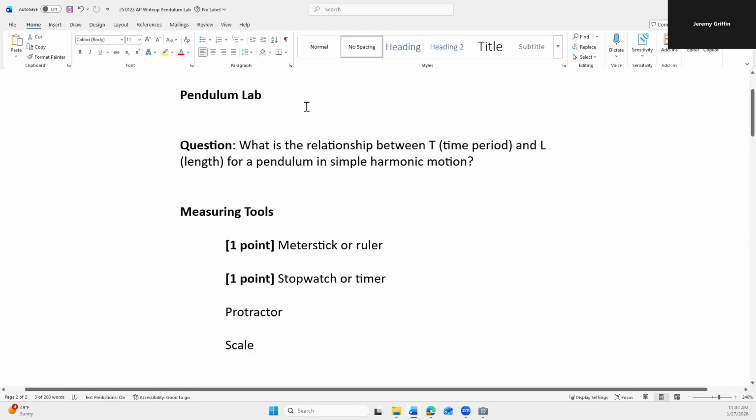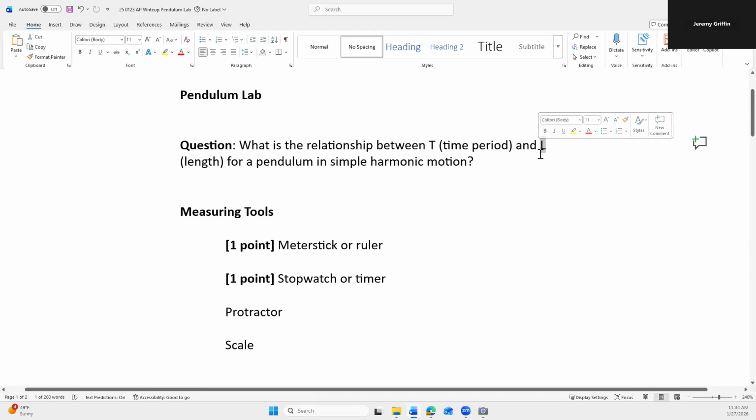And so the question is, what's the relationship between time period, capital T, and some other variable for a pendulum in simple harmonic motion? Now, you may have picked length. That would have been a good choice, and that's exactly the rubric you're seeing right here on the screen. If you picked angle theta, then you can put angle theta here. If you picked mass m, you can put mass m here.